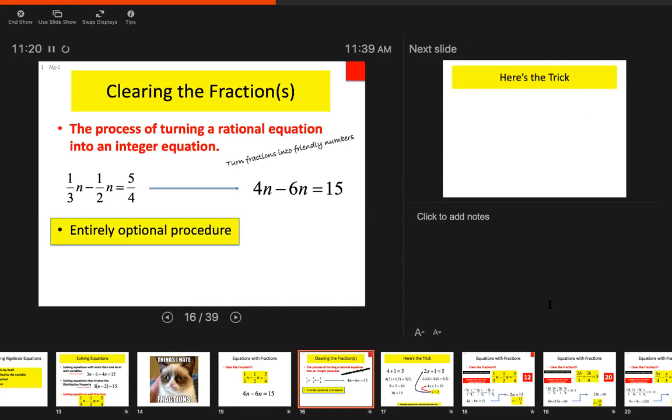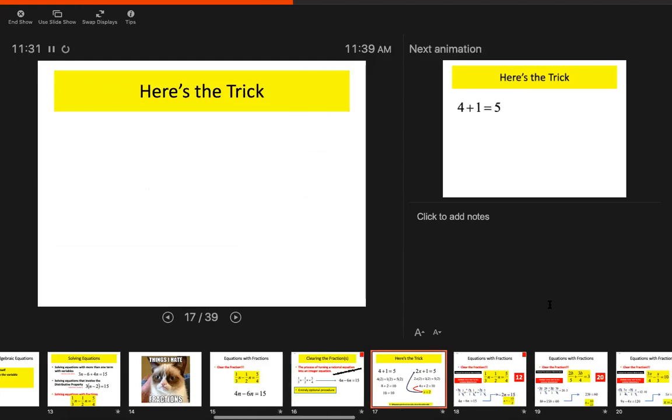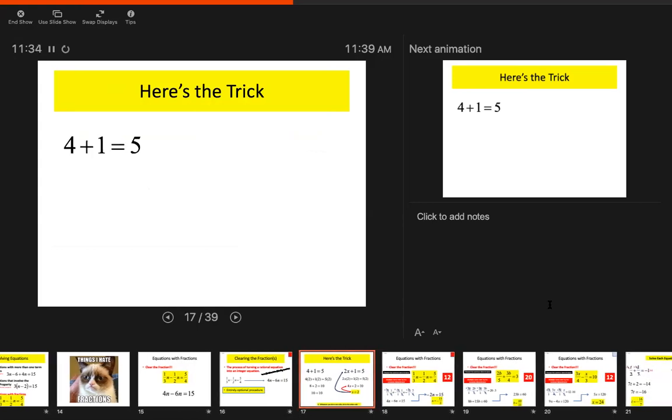How is 5 over 4 the same as 15? Agreed, looks weird. Four doesn't go into 5. Agreed. Right, it looks like it's magic. Let me show you the magic. So here's the trick. The trick is this.